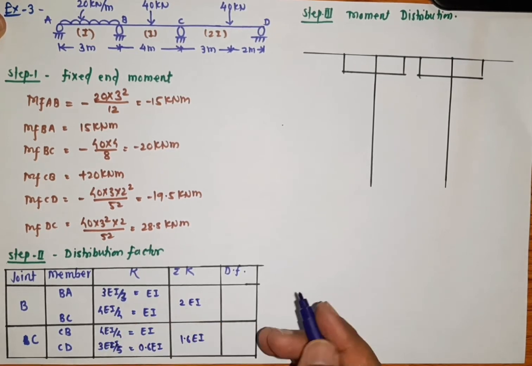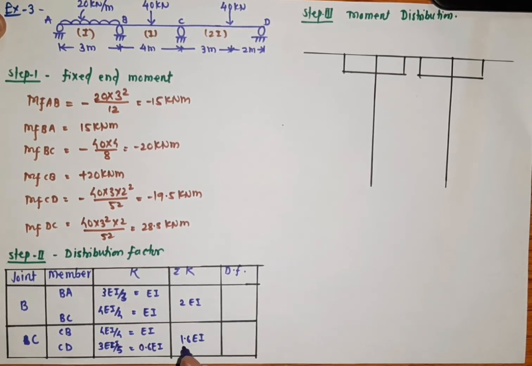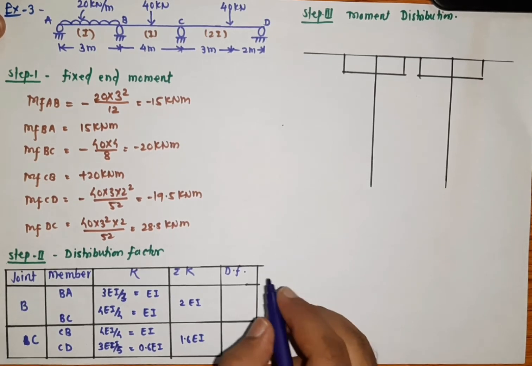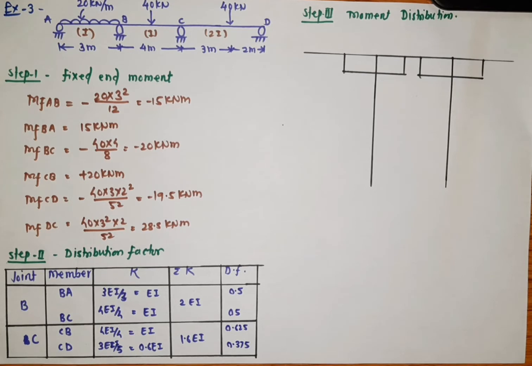Now we separately calculate the distribution factors: EI divided by 2EI, EI divided by 2EI, EI divided by 1.6EI, 0.6EI divided by 1.6EI. Ultimately we will get the answers 0.5, 0.5, 0.625 and 0.375. When we add the distribution factors at a joint, we get a value of 1. So our problem is correct.